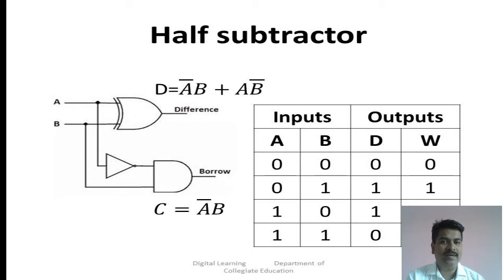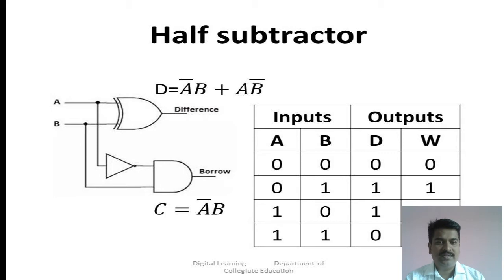This will be A bar dot B. You have to sum all the minterms. We have only two terms over here, so we have to sum these two terms. So this becomes A bar B plus AB bar. That is the logical equation for the difference output. So that's why it's written over here: D equals A bar B plus AB bar.